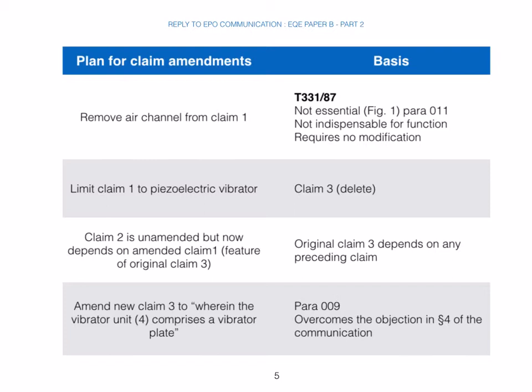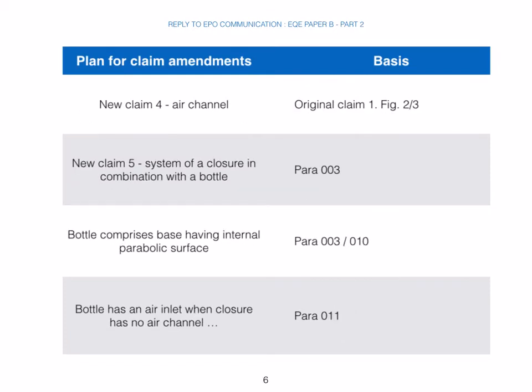You can make these notes for the proposed claim amendments on one copy of the claims, unamended or client's proposed claims, keeping one copy to be amended for handing in. We'll now continue with the claim amendments for new claim 4 and following. New claim 4 will introduce the air channel, and this is based upon original claim 1 and figures 2 and 3.